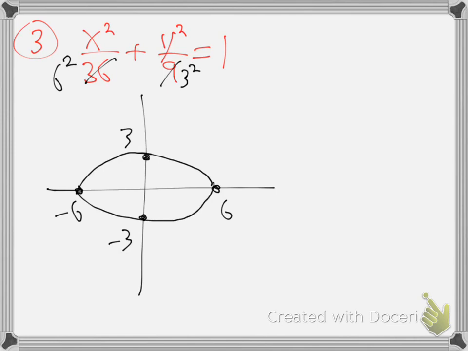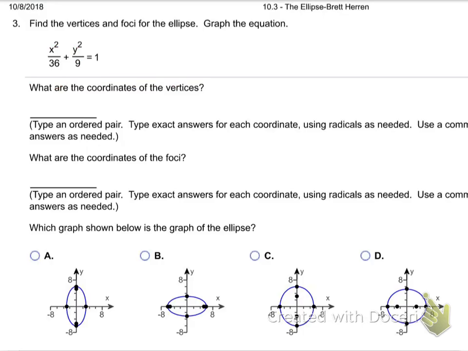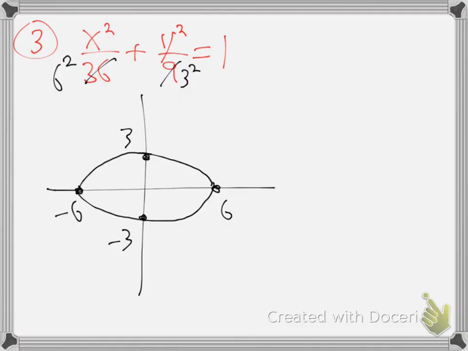Make an ellipse. Good so far? Now they're going to ask us for some stuff. What are they going to want? Vertices. Okay, everybody good to there?